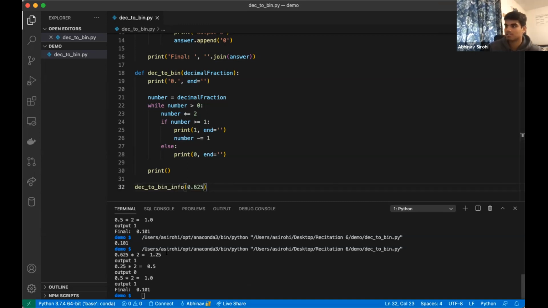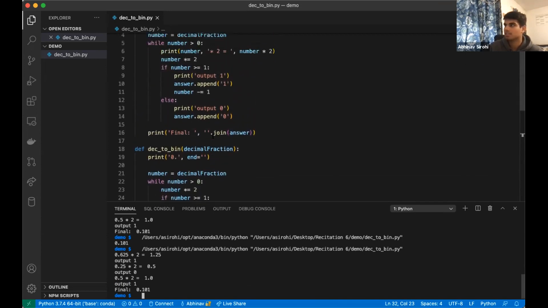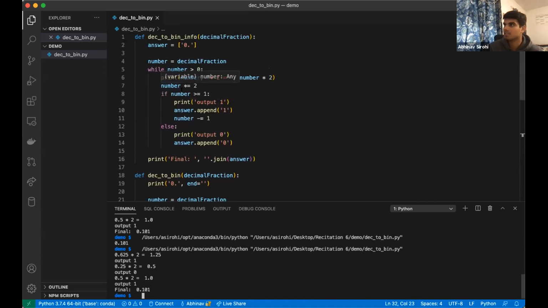And I have another function that actually displays the information as it runs. So when it's converting, we can see the algorithm here. The number is initially 0.625. It multiplies it by 2 because it's greater than 0, and it becomes 1.25. So it outputs a 1, which is what we see here. Then we subtract 1 from it, so the 1.25 becomes 0.25.